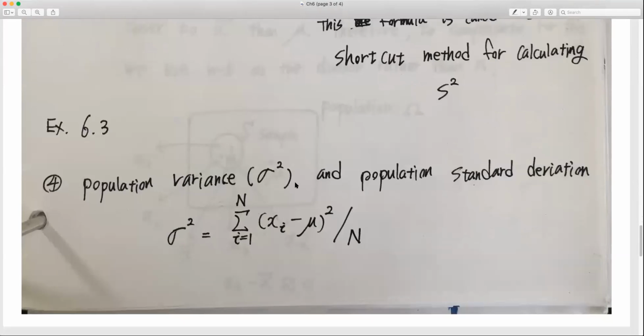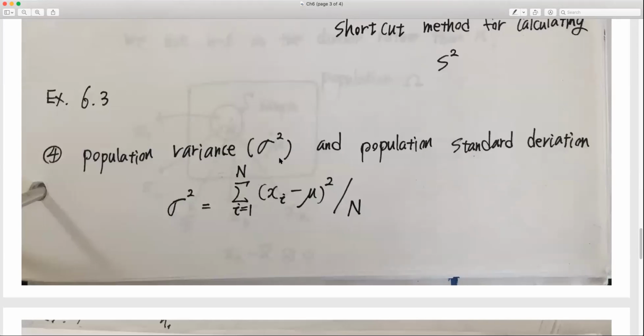So look at example 6.3 by yourself, okay? It's really straightforward, so try to look at this one by yourself. And then population variance, yeah, same formula, pretty much similar to the formula of the sample variance, but instead of x bar and lowercase n, we put the population mean, mu, and the number of observations in the population, capital N. Okay.